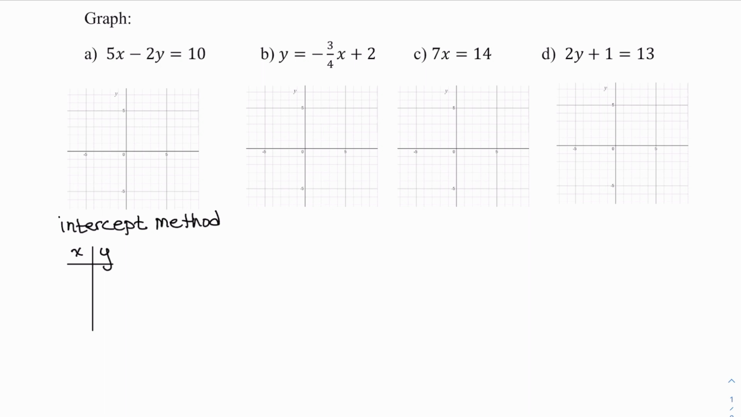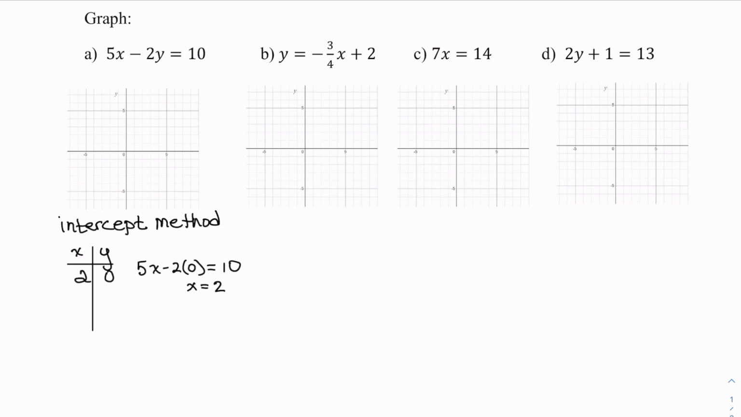So with the x-intercept, remember to find the x-intercept of any graph, you put 0 in for the y-coordinate. So I'll go to my equation and I'm taking out the y-coordinate and replacing it with 0. Simplifying, well, 2 times 0 is 0, 5x minus 0 is 5x, 5x equals 10, divide both sides by 5, I get x is equal to 2.